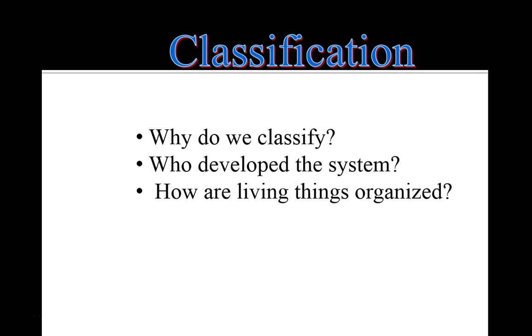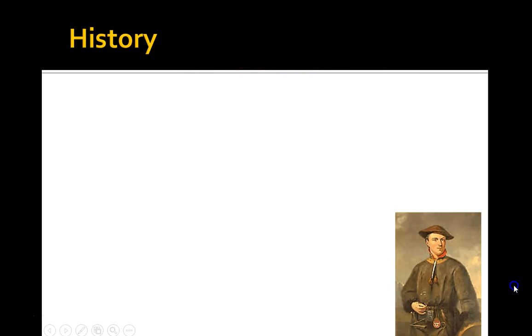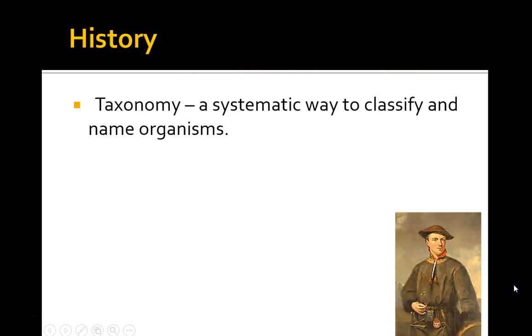So the goal for today is basically understanding why biologists would want to classify living things. How was this system actually developed, and what system are we going to use to actually classify and organize things during this semester? So a little bit of background on what classification is. The branch of biology that includes classifying living things is called taxonomy.